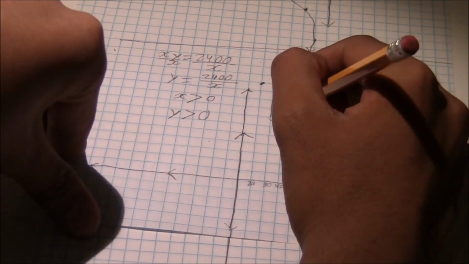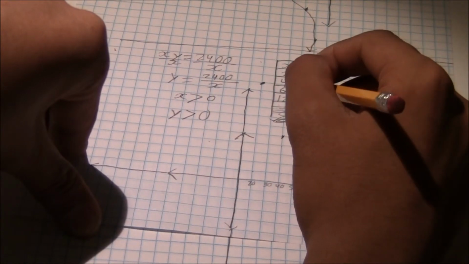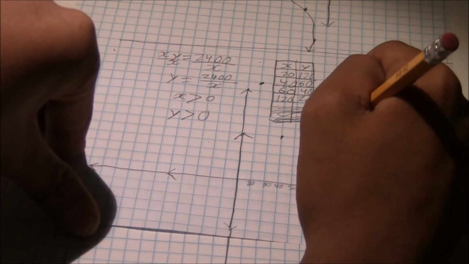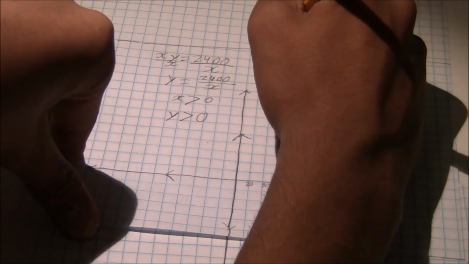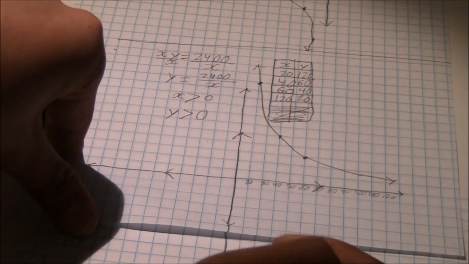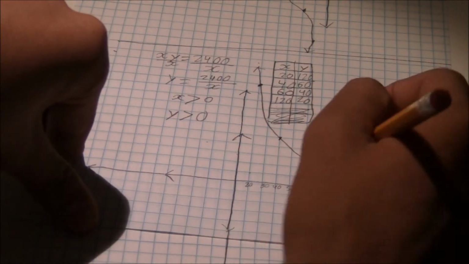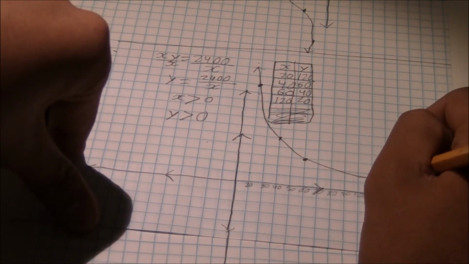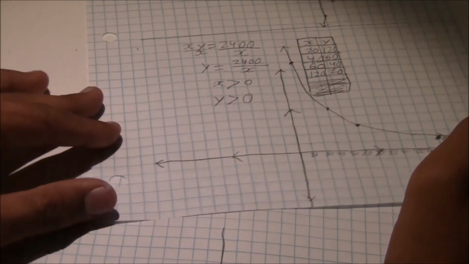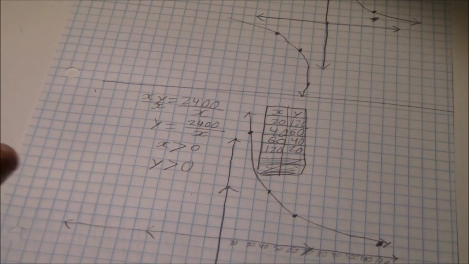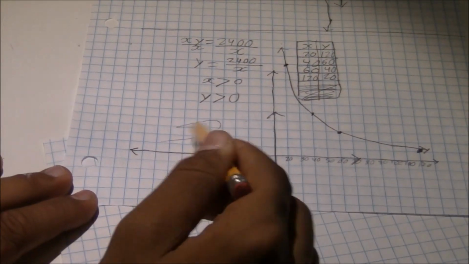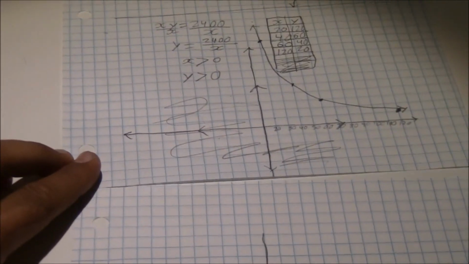And then 60, 40, so right here, a line that looks like that, and then 120, 20, like right here. So your graph's gonna look like that, and since it can't be positive or negative, it doesn't go into this area. So we really didn't need this.